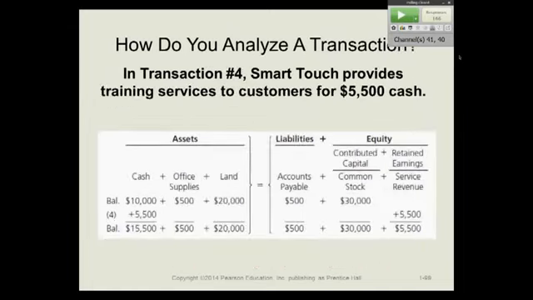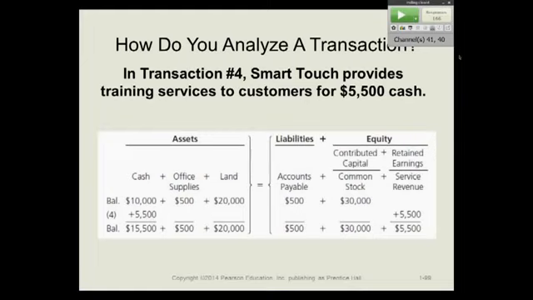The company provides services to customers for $5,500 in cash. So now what happens is that your equity is going to go up by $5,500, and that's your service revenue. Notice it's not contributed capital because this is not an owner event. This is an external event that is going through service revenue, and this is a cash revenue. By definition, a revenue is an inflow of assets.